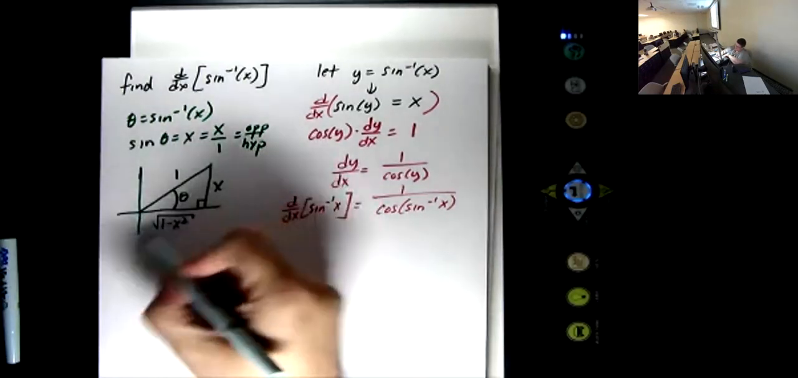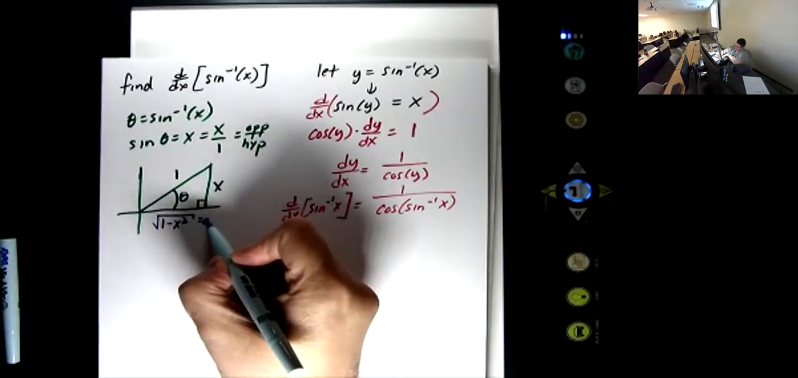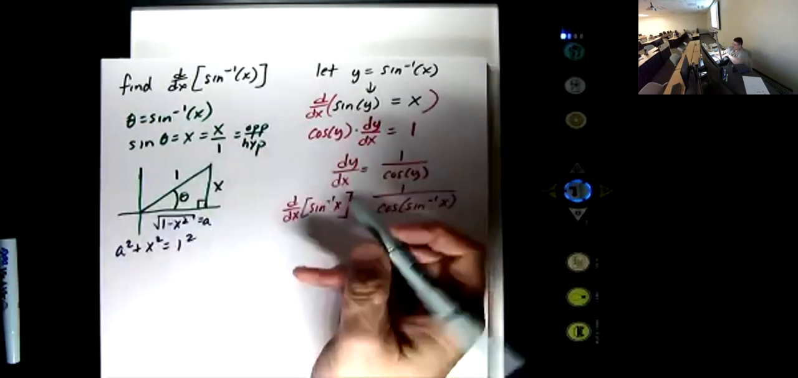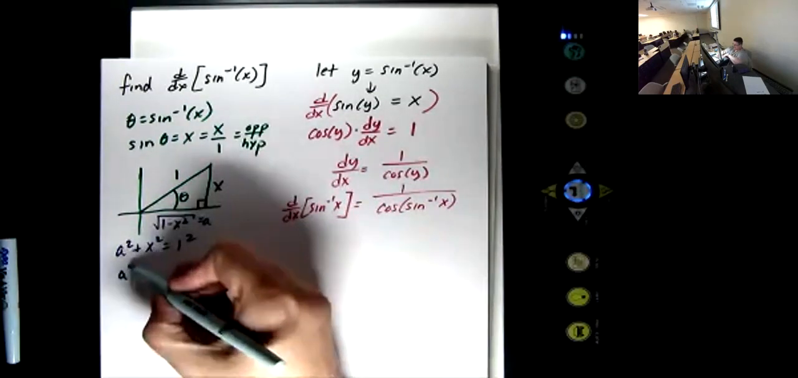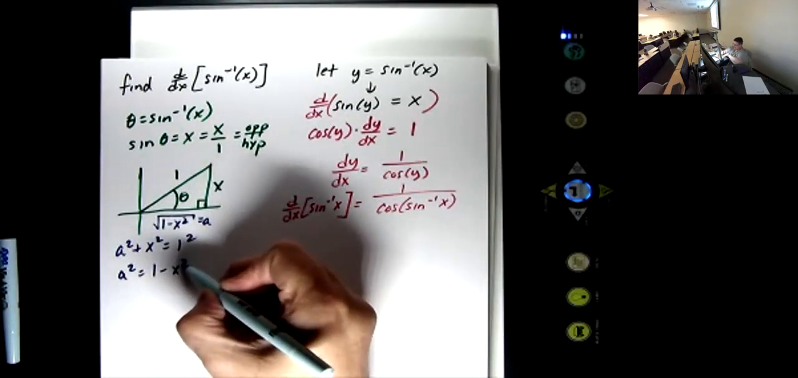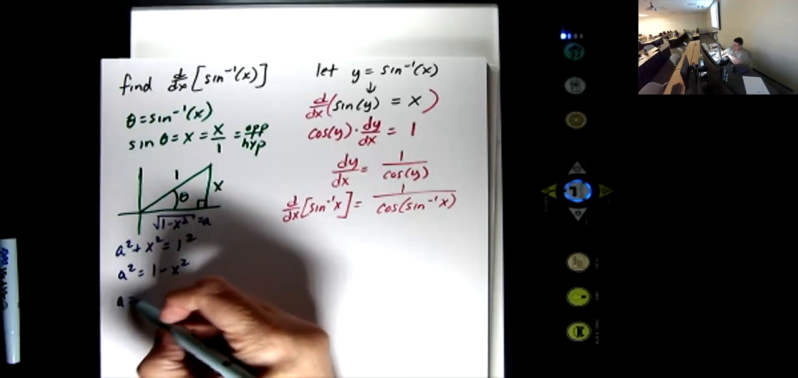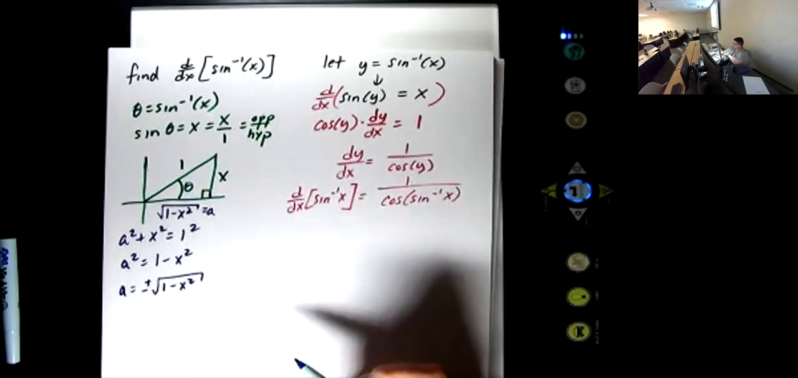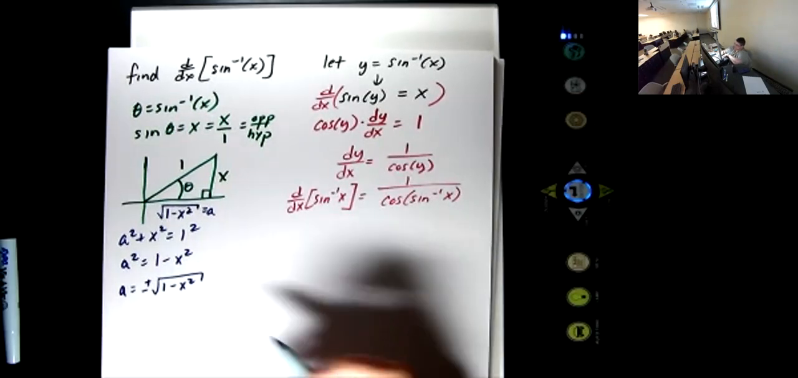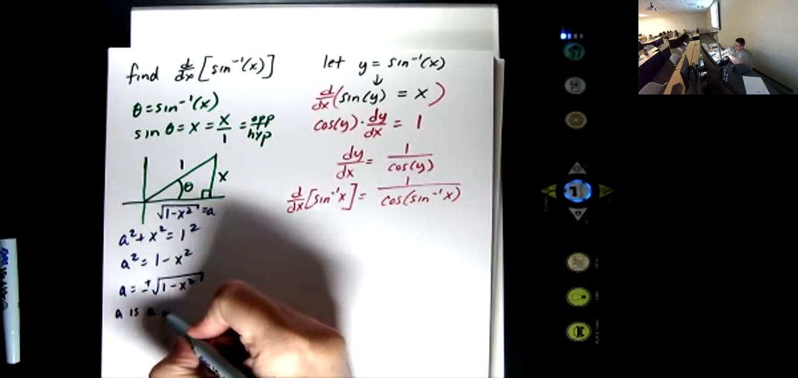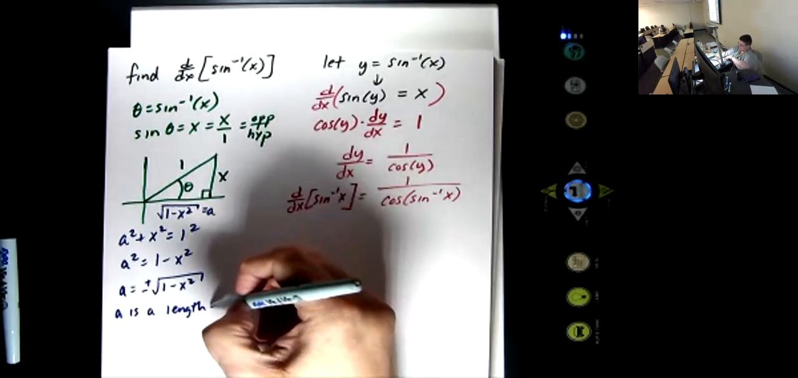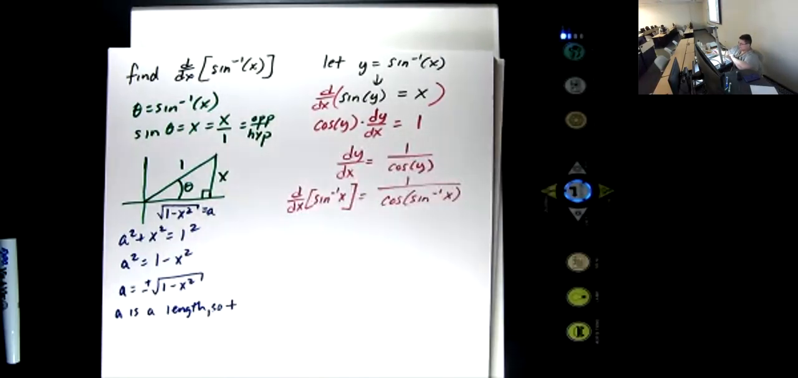I got that by calling this a, so a squared plus x squared equals 1 squared. That's the Pythagorean formula. So a squared equals 1 minus x squared. So a equals plus or minus the square root of 1 minus x squared. But a is a length, so we're going to make it positive here. So that's where I got the square root of 1 minus x squared.